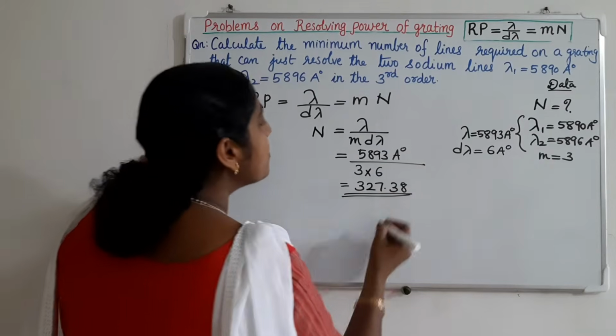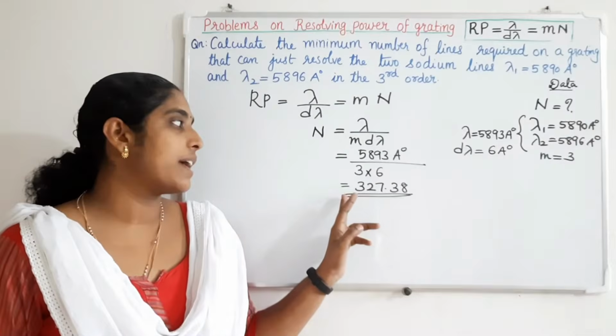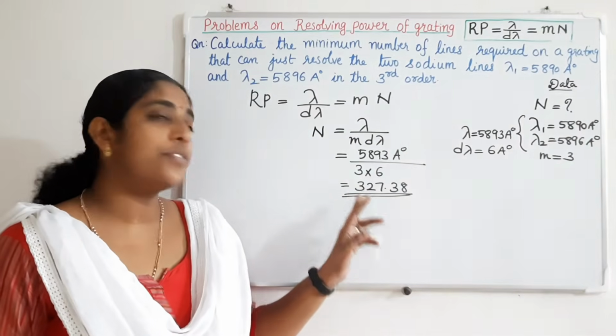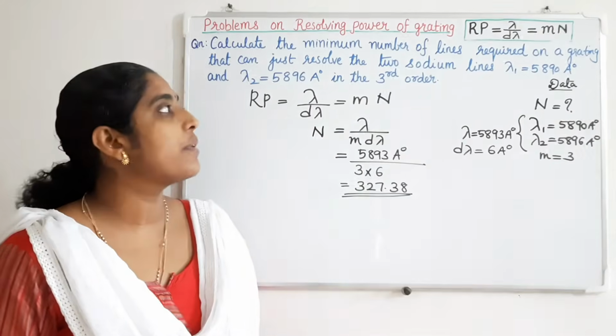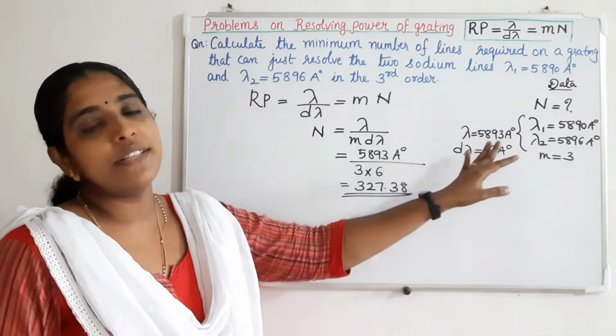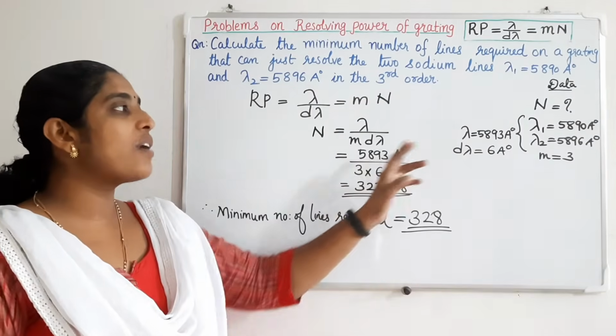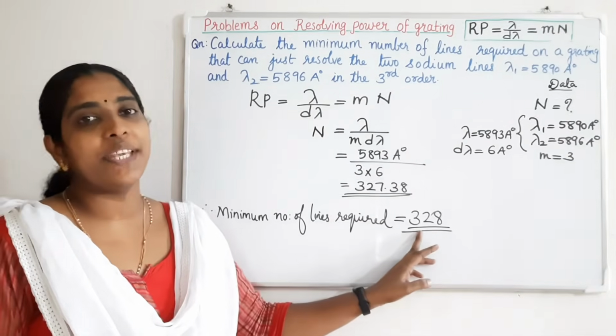That is equal to 327.38. So the minimum number of lines required is 327.38 lines. That means at least 328 lines are required to just resolve these two lines. Therefore, the minimum number of lines required to just resolve these two lines is 328 lines.